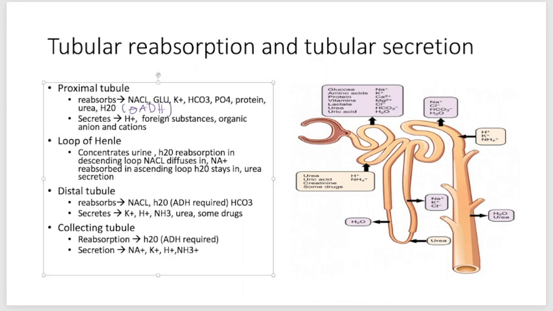Moving on to the loop of Henle, then we get concentration of urine, and that starts occurring in the descending loop. We get water reabsorption, and we get sodium diffuses in.